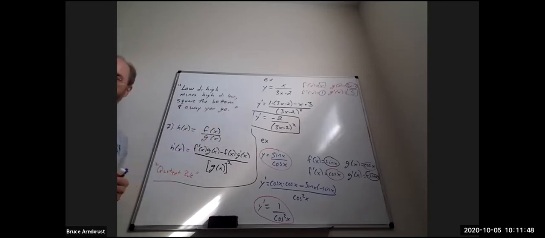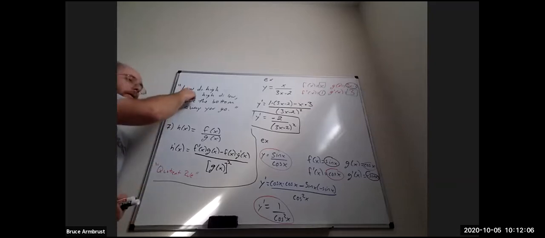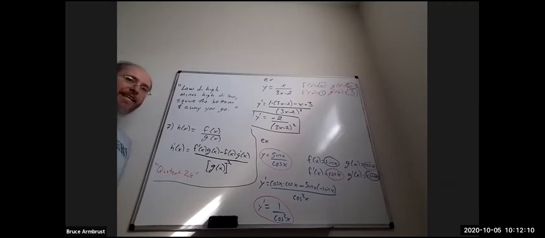Okay, so low D high minus high D low, square the bottom, and away you go. Notice how this is very rhythmic. It's like a song. Low D high minus high D low, square the bottom, away you go. So this is how this works. Low is the bottom function. High, that's the top function.